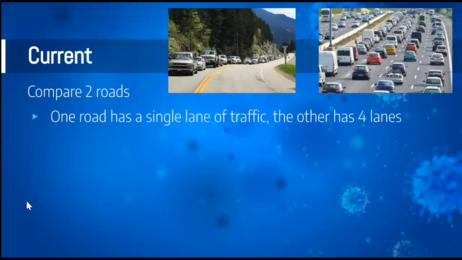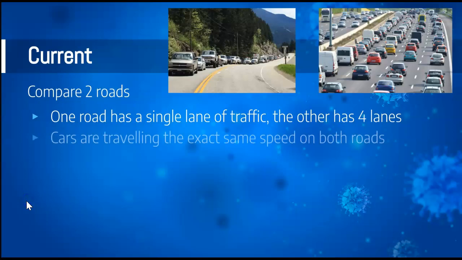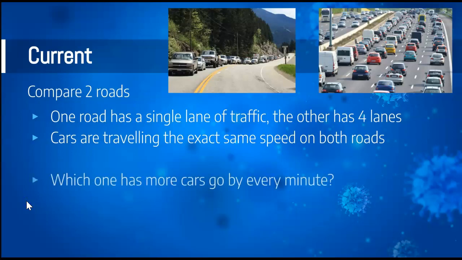So we've got two roads here. We've got one road on the left-hand side that has a single lane of traffic, and the other one has 4 lanes of traffic. Now, let's say, for example, that cars are traveling the exact same speed on both roads. Now, the question is, which one has more cars go by every minute? Well, I think this is something that every one of us can probably visualize pretty easily. The likelihood is, if cars are going the same speed on both roads, and this road has 4 times as many lanes, then the number of cars going by every minute on this road is going to be probably 4 times as much as on this one.